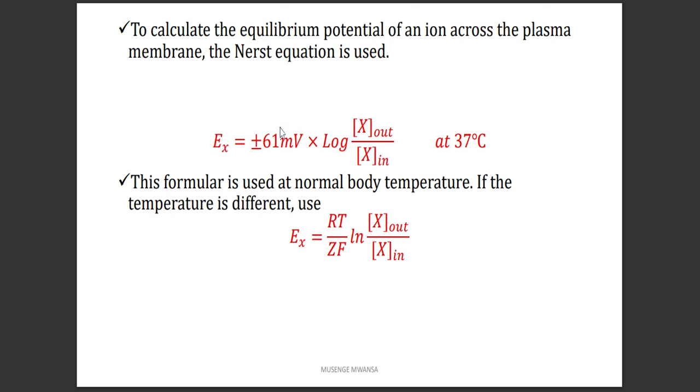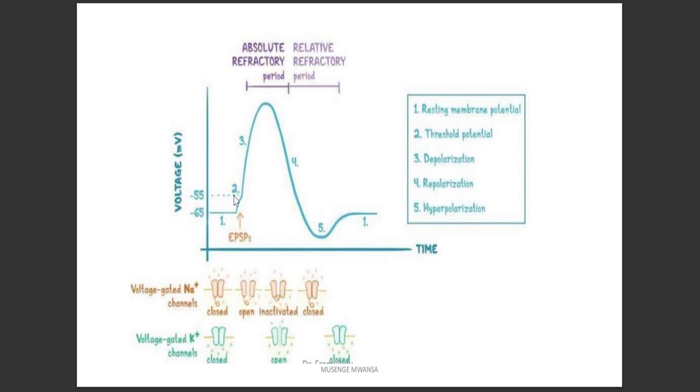The voltage is measured in millivolts because if it is in volts, that can kill the body. That is too much for the body. This formula which you're able to see is only used at normal body temperature, which is 37 degrees Celsius. But if the temperature is different, then we are going to use this one. To calculate the equilibrium potential, it is going to be the universal gas constant times temperature divided by the ion valence multiplied by Faraday's constant, times the natural log of the concentration outside the cell divided by the concentration inside the cell. All right. So just what I explained, this is what we're able to see here.